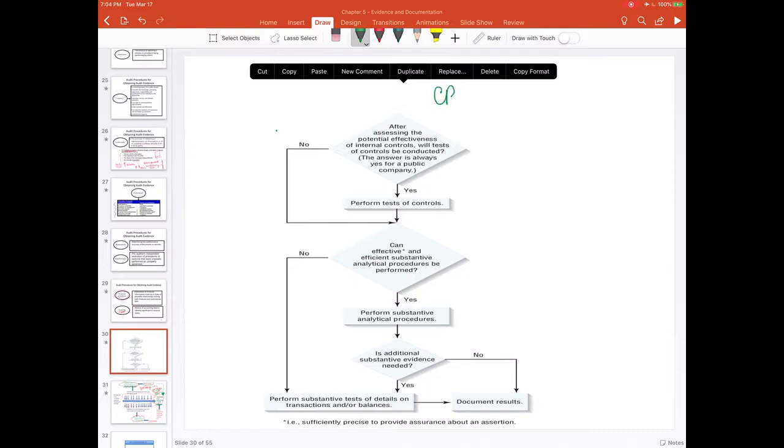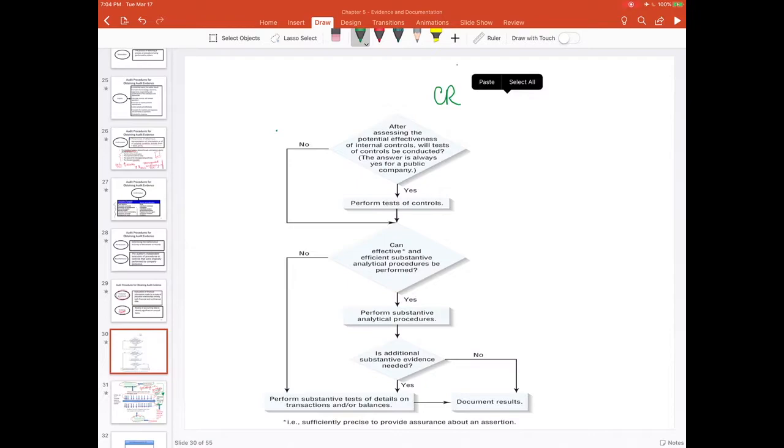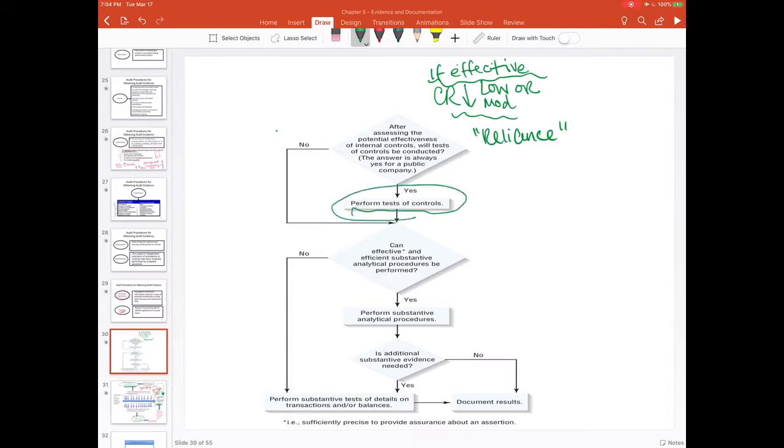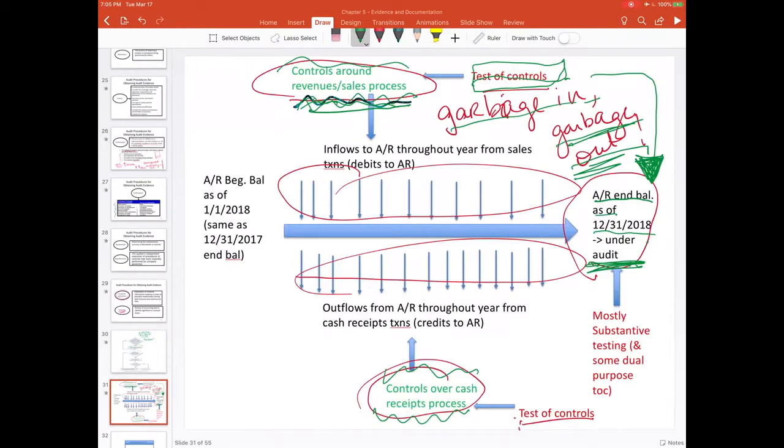So what that means is if I think controls are effective, that implies I think control risk is low or at worst moderate. And if you think control risk is low or moderate, if you think controls are effective, that implies you are going with a reliance approach, which essentially means you are relying on test of controls. You're relying on effectiveness of controls, and that means you are going to do your test of controls here, and you'll be able to, like I was saying in this slide, do fewer substantive procedures over here.